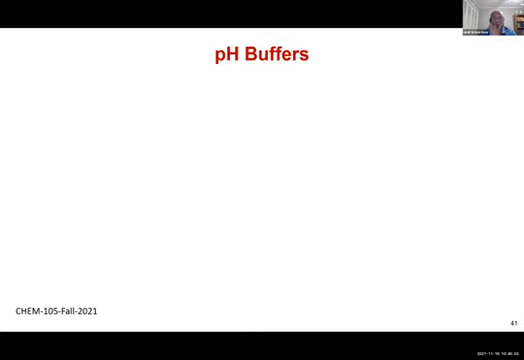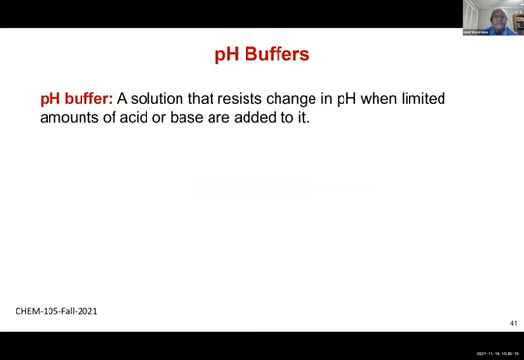Now we're going to talk about buffers, especially pH buffers. Buffers are able to resist changes in pH when acid or base is added to a solution containing the buffer.